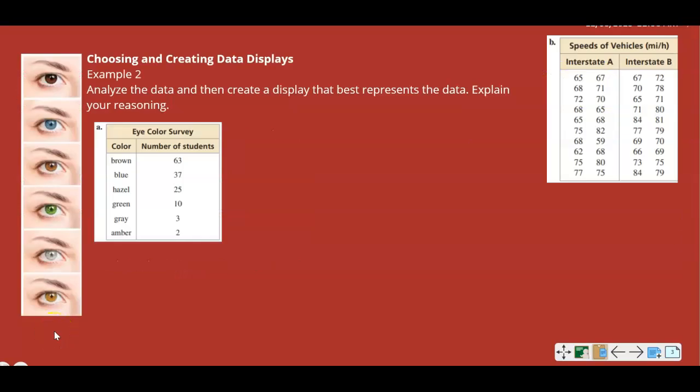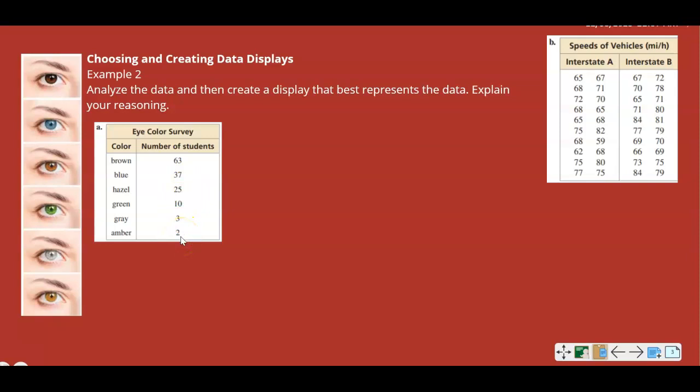Example 2, choosing and creating data displays. Analyze the data and then create a display that best represents the data. Explain your reasoning. All right, so A part says eye color survey. So they did a survey for eye color, and they have brown, blue, hazel, green, gray, and amber as the different colors. So the number of students who were in the survey that had brown eyes is 63. The number of students that had blue eyes in the survey is 37, and so on.